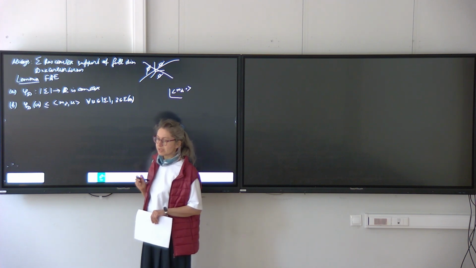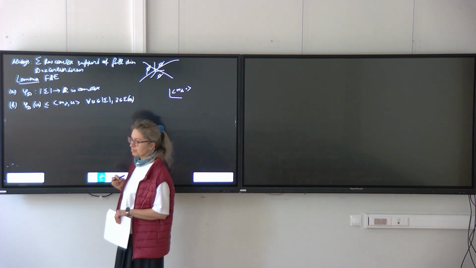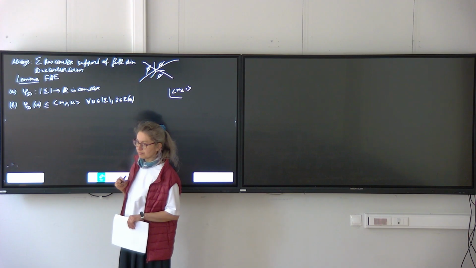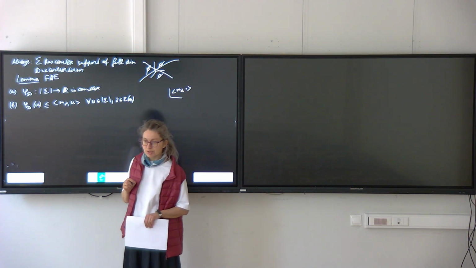M sigma is the data given our function phi. Еще раз сказать? Да, можно.